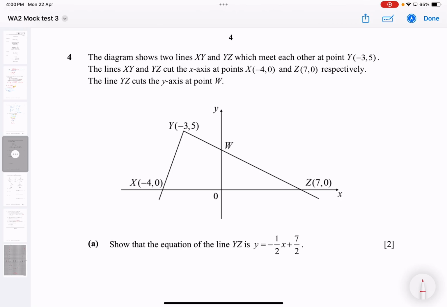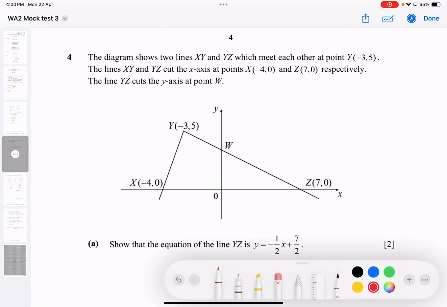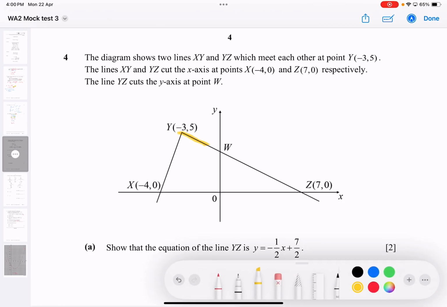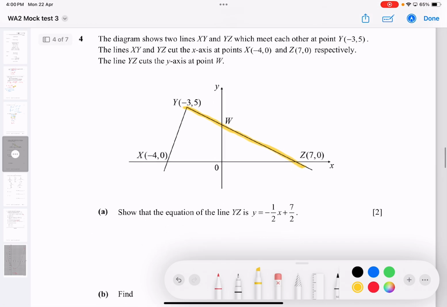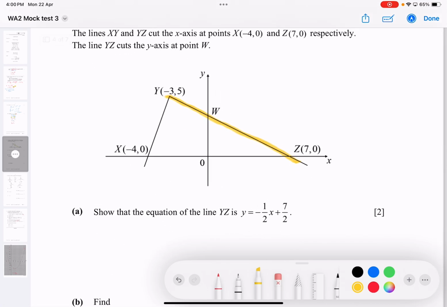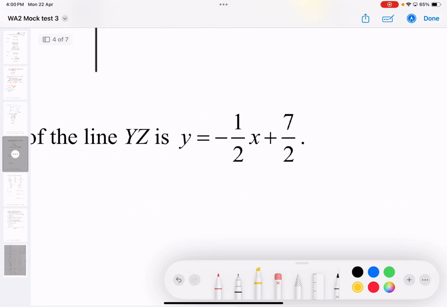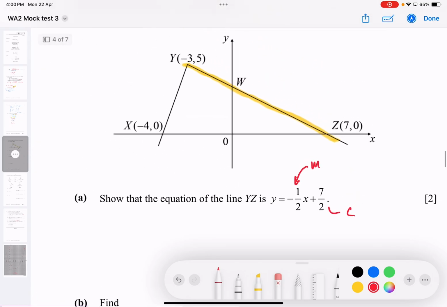Can you find the gradient? Can you find what is the y-intercept? Okay, so let's look at part A. Show that the equation of the line YZ, so YZ is this line over here, is y equals negative half x plus 7 over 2. When we look at this equation, we know that this half represents the gradient. We know that this represents the y-intercept. Okay, this is what we know.